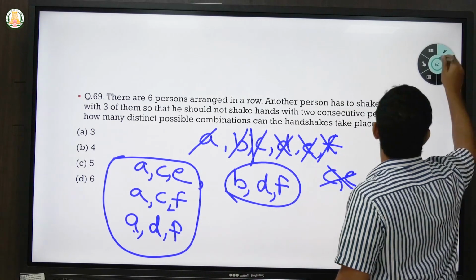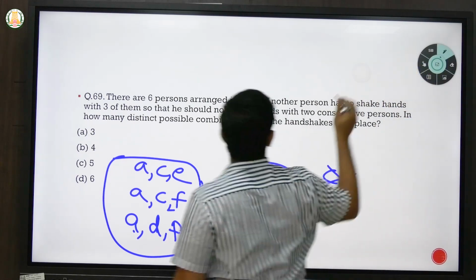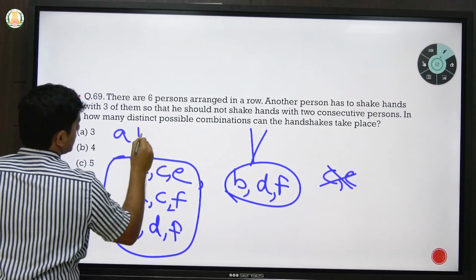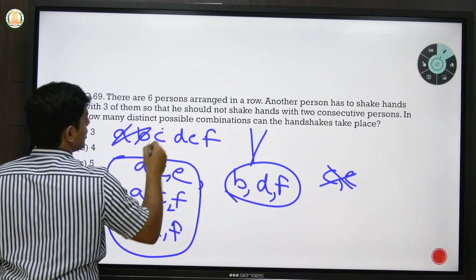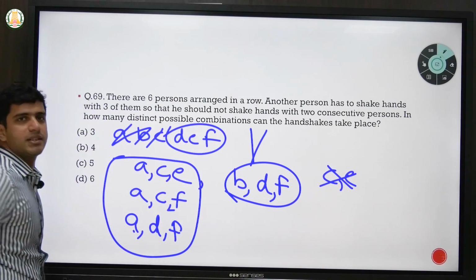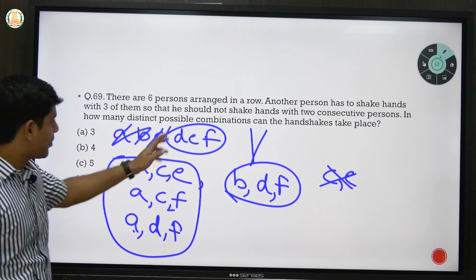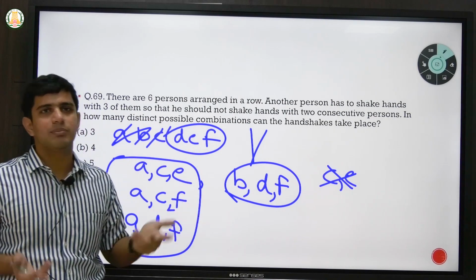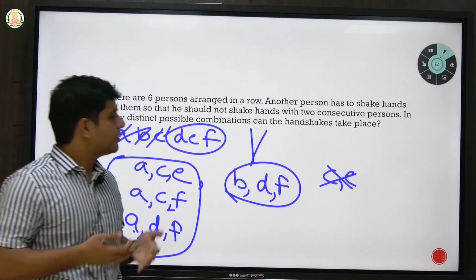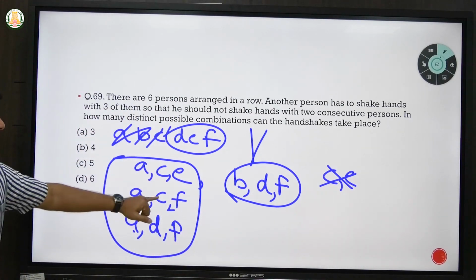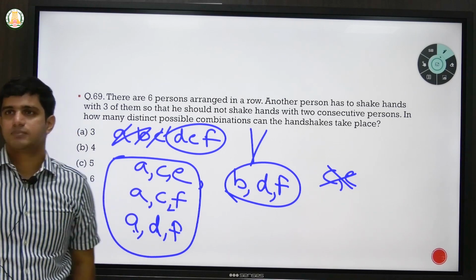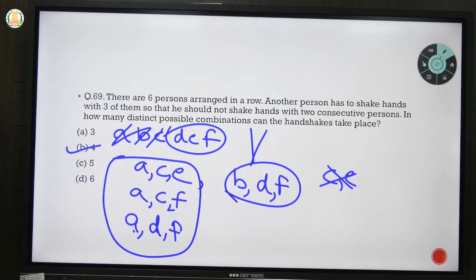Now, what is left? Once you have finished A, B, C, the left are D, E, F. But D, E, F are themselves consecutive. Yeah, any possible combination of remaining D, E, F will be a consecutive thing only. So, it is gone. So, the only possible cases are ACE, ACF, ADF and BDF. Okay. So, answer will be 4.